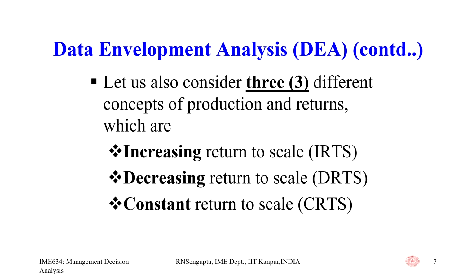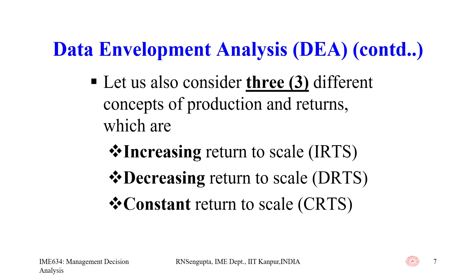Now, before we consider the simple model, there can be 3 different types of production and returns concepts. This basically comes from the concept of how the economy is doing. We will consider an increasing return to scale market or economy, a decreasing return to scale, and a constant return to scale market. Increasing return to scale means the more you produce, the more the profit is, the more the output is, the more the revenues are.